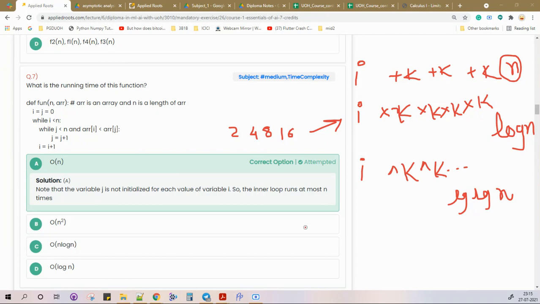In power, what will happen is I will have, let's say, i equal to 2. Then it will be in power of 2. So 2 to the power 2 would be 4. Then 4 to the power 2 would be 16. 16 to the power 2 would be 256, like this. Right? If it is increasing in power, then it would be mostly log n. We will prove it. There is no problem. But if time does not permit, then just remember this.